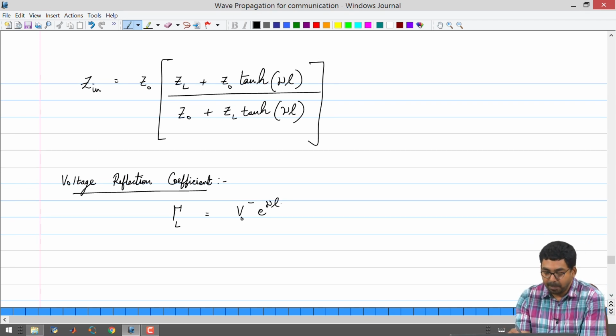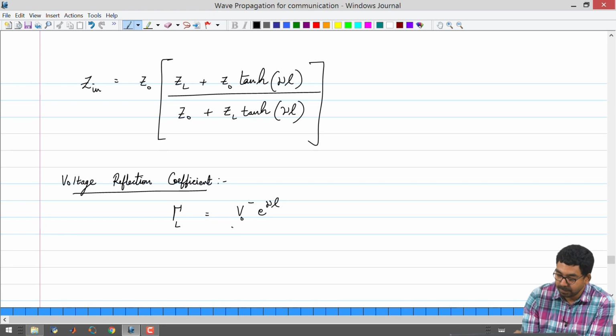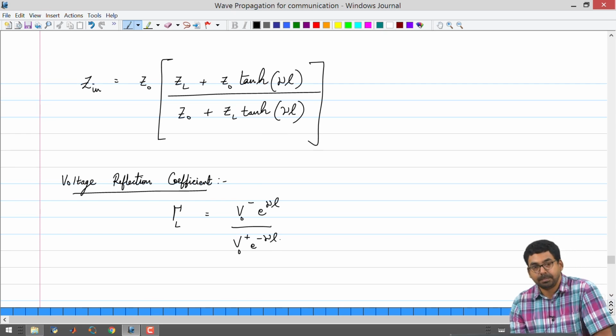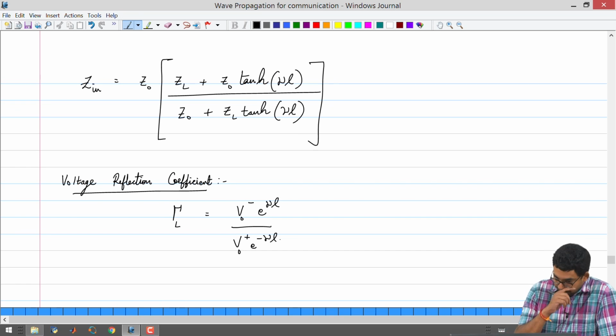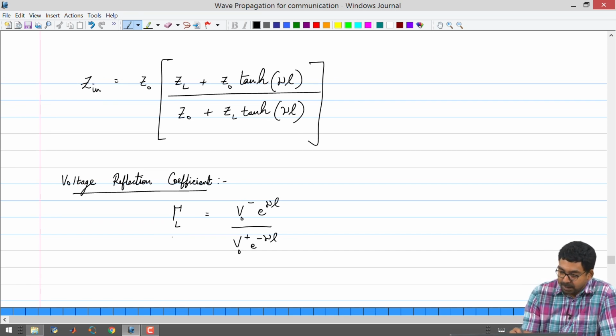Note that everything I am writing is in terms of V naught and some parameter, okay. That is how we are denoting everything, divided by V naught plus e to the minus gamma L, okay. So, the way of representing your load reflection coefficient is now V naught minus e to the gamma L divided by V naught plus e to the minus gamma L.